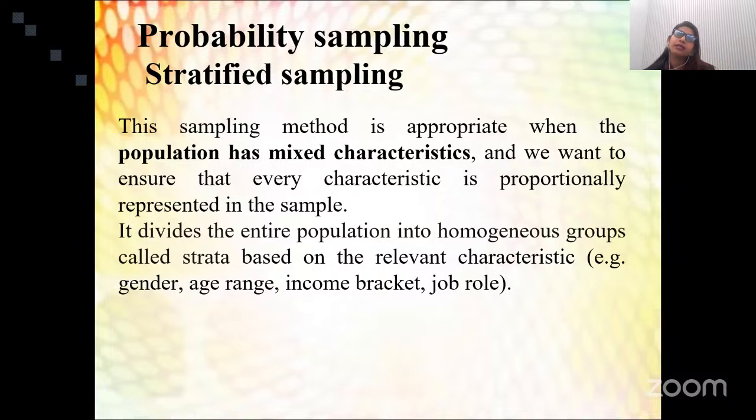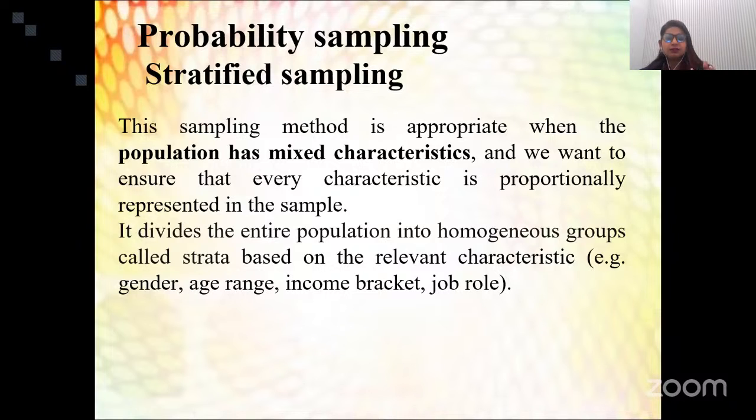Stratified sampling is a two-stage process, right? The very first thing is we have to prepare the strata. For the stratified sampling technique, first we go with the strata, and from those strata we pick the sample randomly. This method is basically used when our population has mixed characteristics. You can use stratified sampling when your population has mixed characteristics. In that case, we can apply stratified sampling, right?